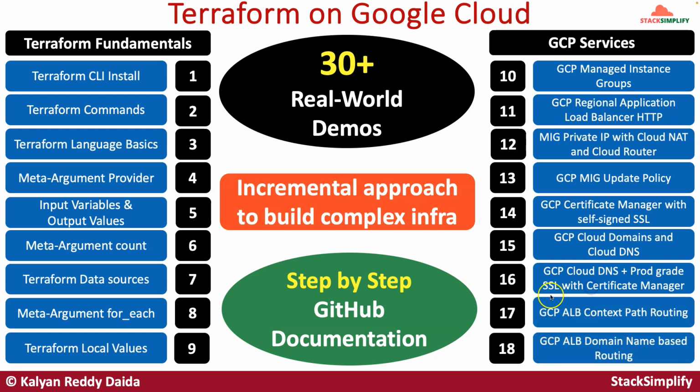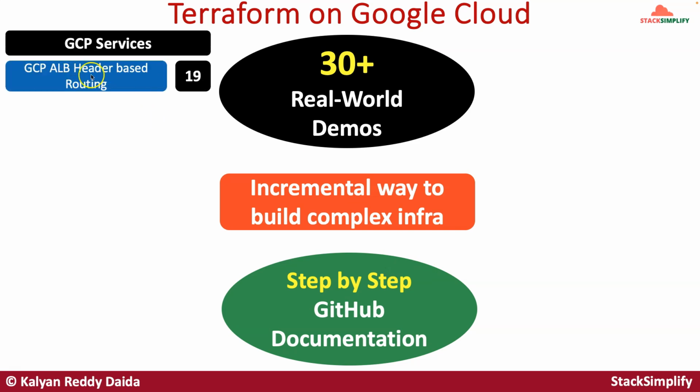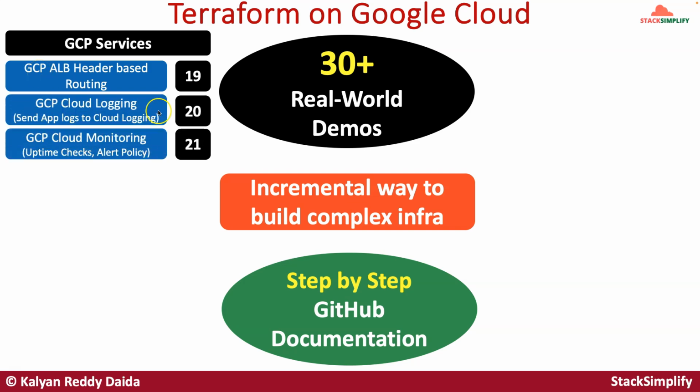And after that we will implement a regional application load balancer context path based routing use case, and after that we'll also implement domain name based routing use case. So once those are completed, we'll focus on implementing custom header based routing use case in regional application load balancer. So once that is completed, we'll focus on implementing cloud logging and cloud monitoring.